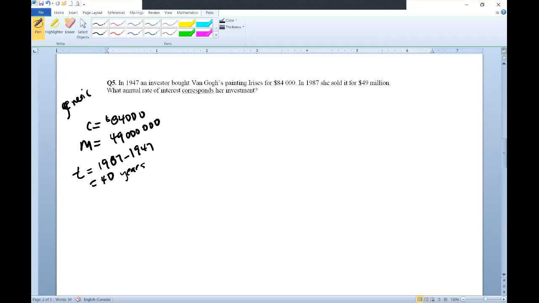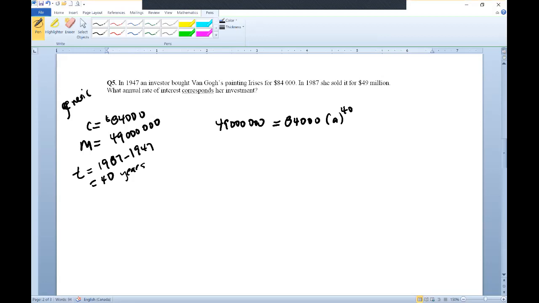40 years. So how we would set this equation up, we have 49 million is equal to 84,000 times the growth rate or decay rate, in this case it's the growth rate, because it grew from 84,000 to 49 million. So I think a lot of you understand it's growing. That's a to the 40. So once we set this one up, this question is very different from the warm-up question or the question 1 that we did, because we need to solve for the base.